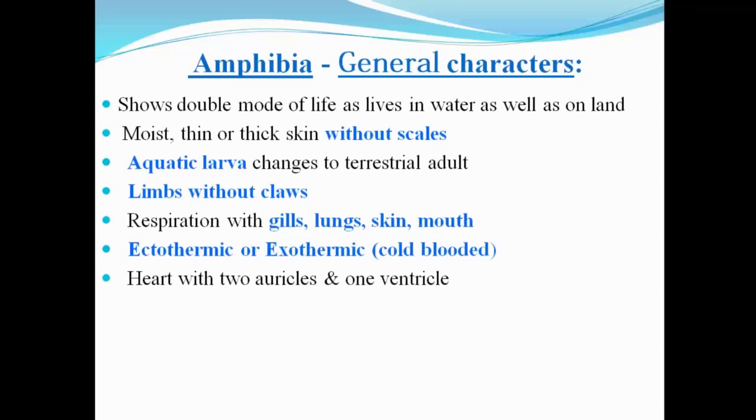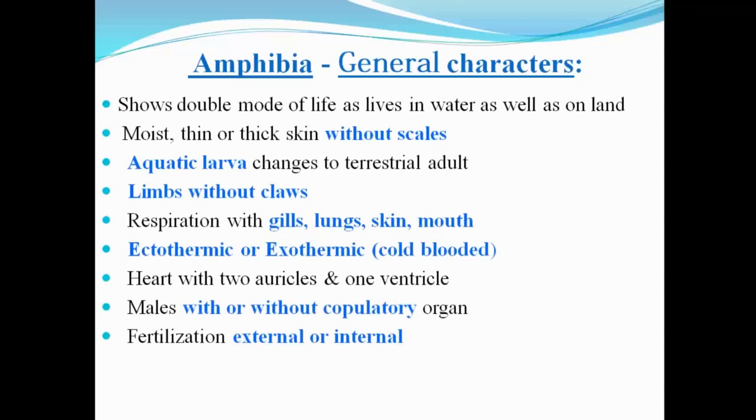Their heart has two auricles and one ventricle, and besides these three real chambers, they carry the sinus venosus and truncus arteriosus as accessory chambers. The amphibian males are either with or without a copulatory organ. That's why they can show either external or internal fertilization. Wherever the males carry the copulatory organ, the fertilization will be internal, and if the males are without a copulatory organ, then the fertilization will be external.